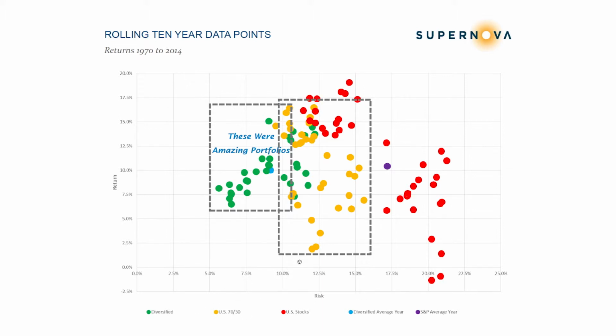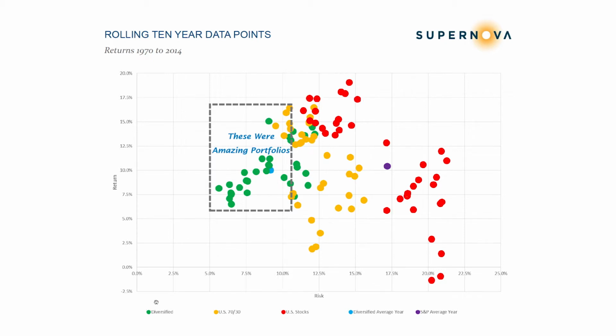What's interesting is that we can draw a rectangle around those rolling 10-year periods. The risk was very well defined for that US 70-30 portfolio between 10 and 15%. What's not defined is the average annual returns. You could have either done very poorly over a 10-year period or done very well. You really did not know.